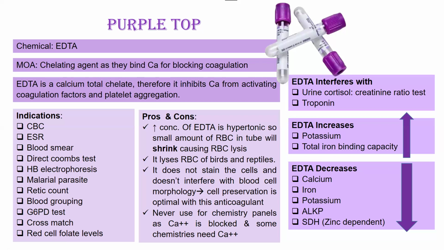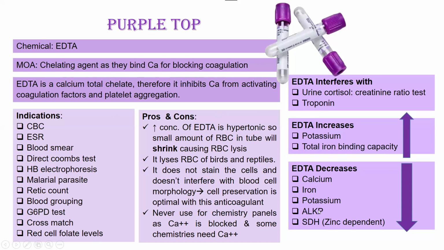Next, a consequence: never use the purple top tube for the chemistry panels. Why? Because calcium is blocked and some chemistries need calcium to be evaluated. Then EDTA interferes with a few tests like the urine cortisol creatinine ratio test and the troponin test. That's why in our indications we don't have any of these tests. Then EDTA falsely increases potassium and total iron binding capacity. So if you are doing blood chemistry, you should know that the potassium will be falsely elevated. Similarly, EDTA decreases calcium, iron, potassium, ALP, LDH.